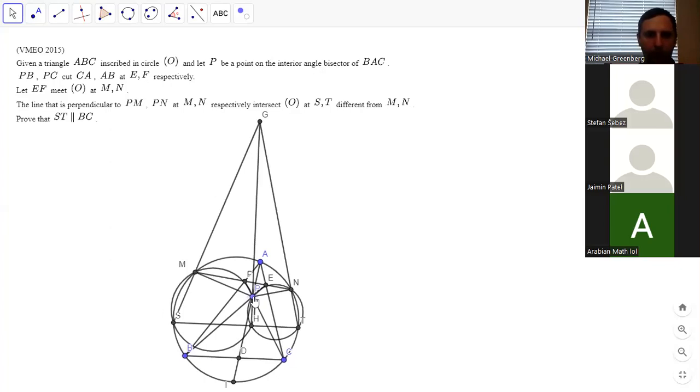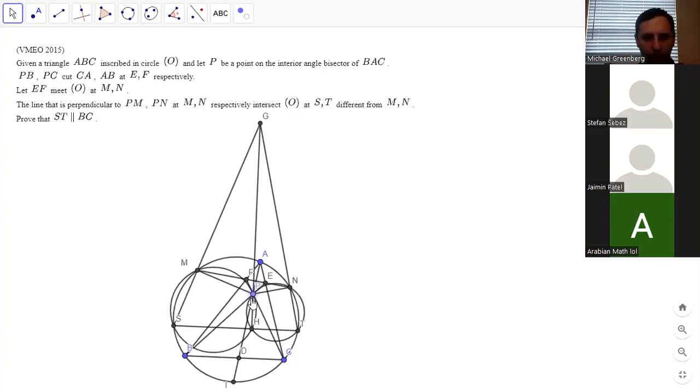Looks like Constantinides got disconnected. Are A, B, and I collinear? They should be. Yeah. I don't know why it didn't look like it for a second. Okay. All right.